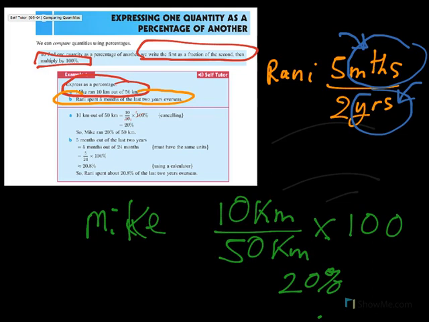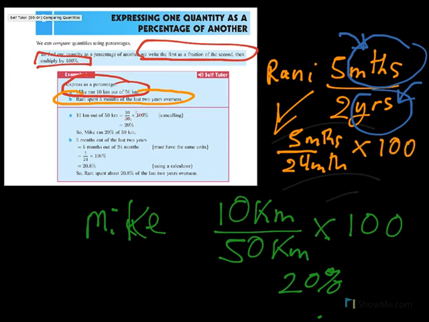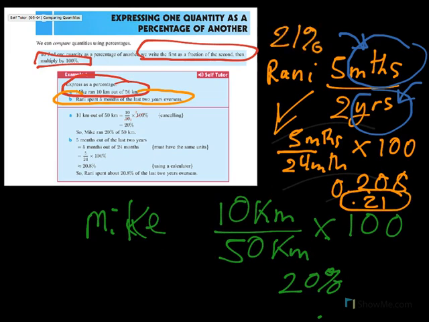So we can say, well, we know that 2 years is equivalent to 24 months because there's 12 months in a year. So this can now be written as 5 months over 24 months. And as a percentage, we would simply take that and multiply it by 100, and that would be our answer, which is 0.21 if we round off. Okay, so that would be 21%.